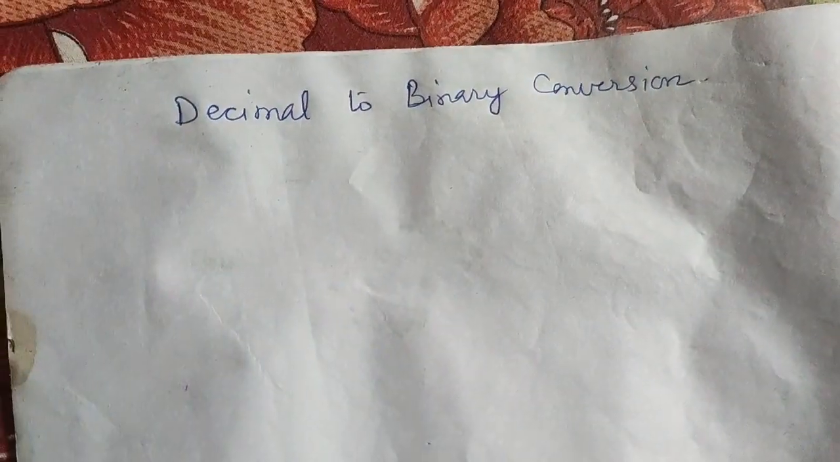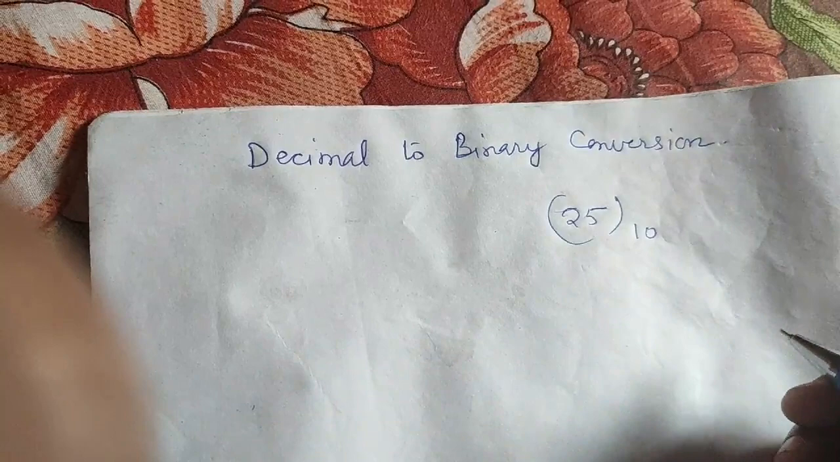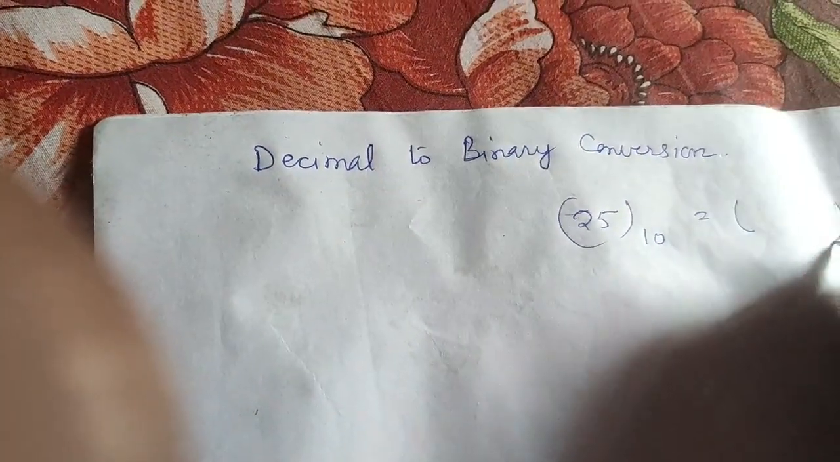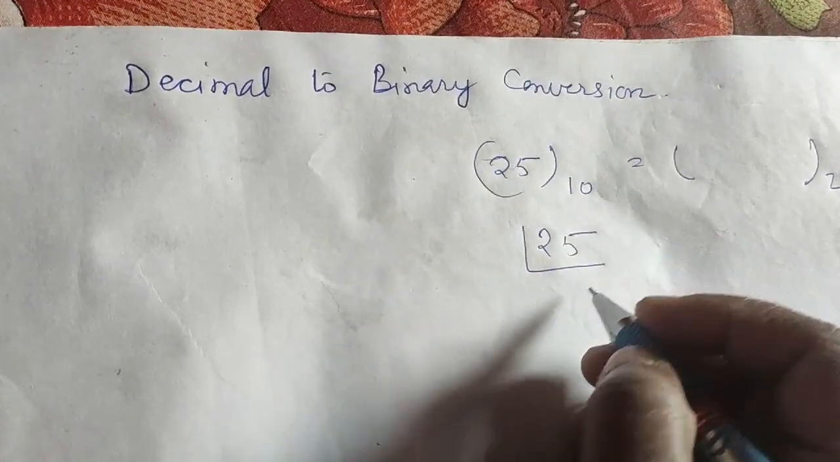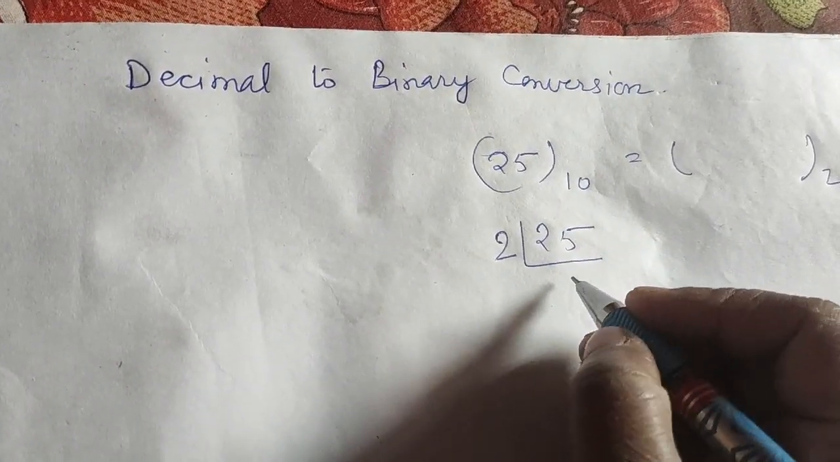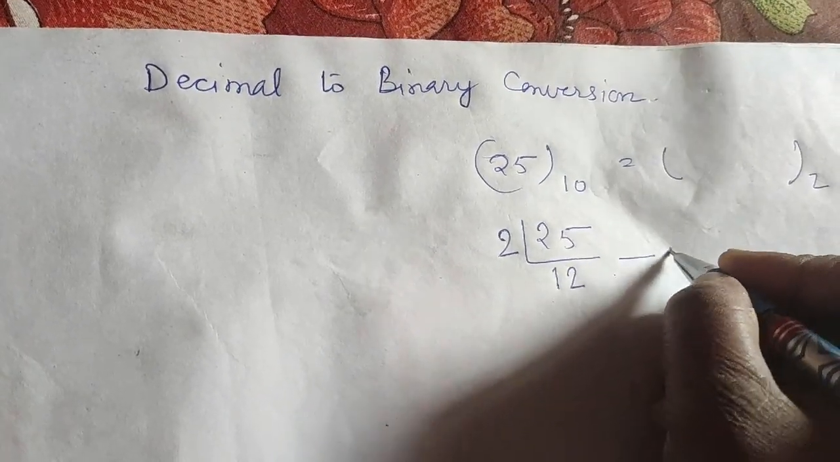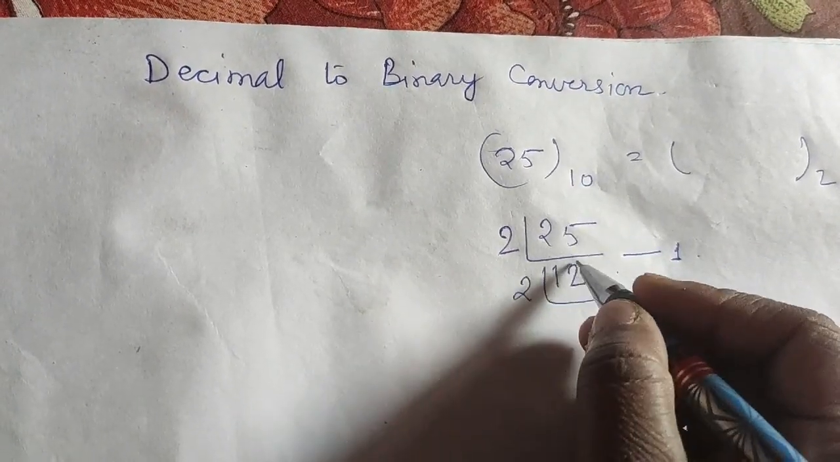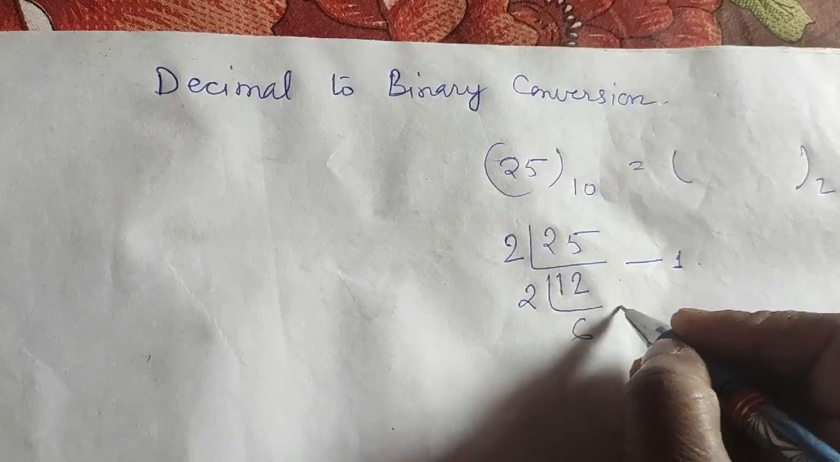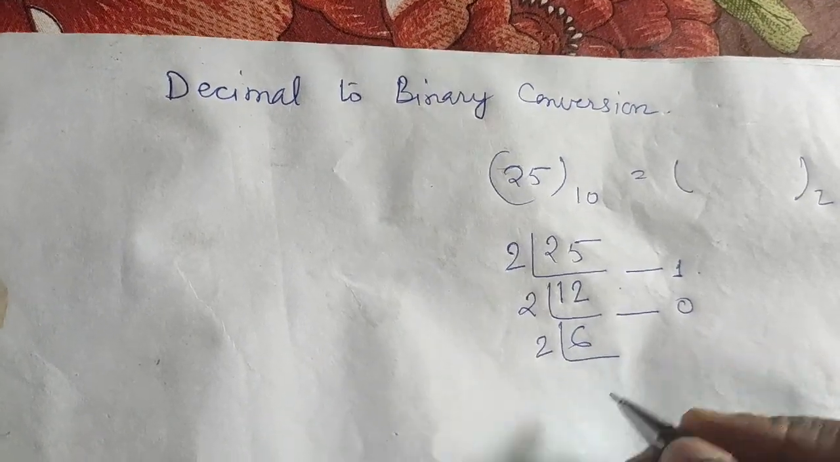Let's take the first number, the decimal number 25. Now we will convert it to the binary number system, that is the base 2 number system. So how will we do this? Let's take the number 25 and start dividing it by 2. 2 ones are 2, 2 twos are 4. So what is the remainder here? The remainder is 1, so we will write this 1 here. Again I will divide this quotient by 2. 2 sixes are 12. So what is the remainder? The remainder is 0. Now again we will divide it by 2.